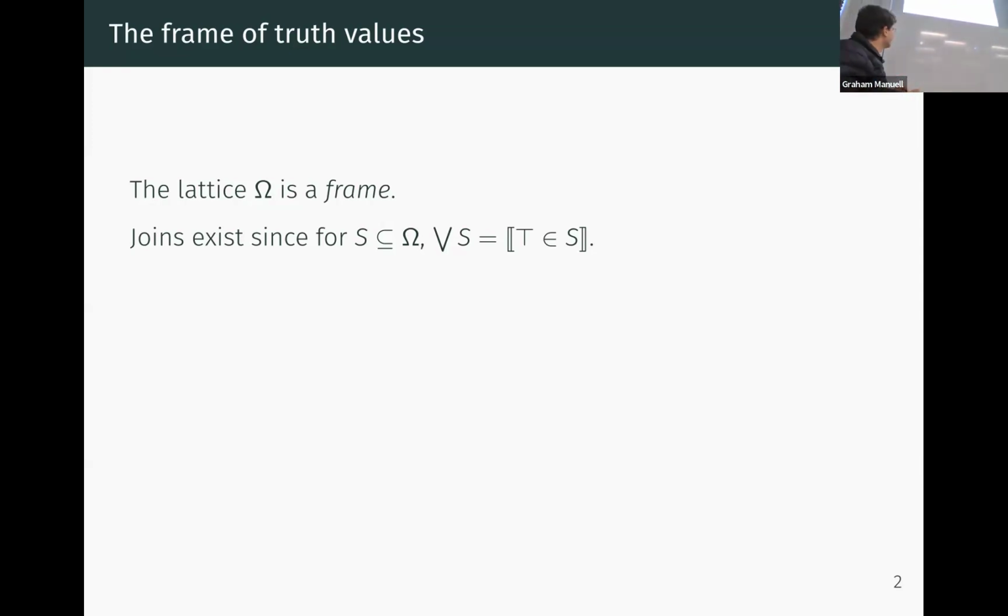So we prove this. Okay, so we want to show it's the least upper bound. So first we want to show that it is an upper bound, right? So what does that mean? We want to show that for all elements s in S, s is less than or equal to this thing.